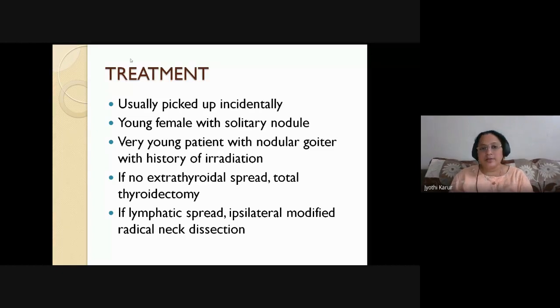Okay, so what is the treatment? How is it diagnosed? One is, it is usually picked up incidentally. So the person might have come for something else or a small swelling. Okay, a mild swelling she might have noticed. So a young female with a solitary nodule. Okay, or a very young patient with history of nodular goiter and history of irradiation in the past. So I have received some radiotherapy in childhood. So now she has come with some thyroid lesion. So probably it could be papillary carcinoma.